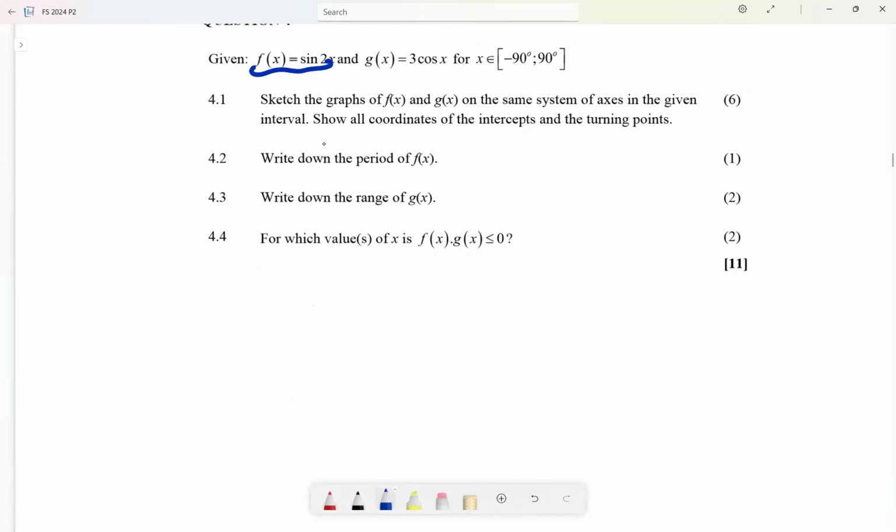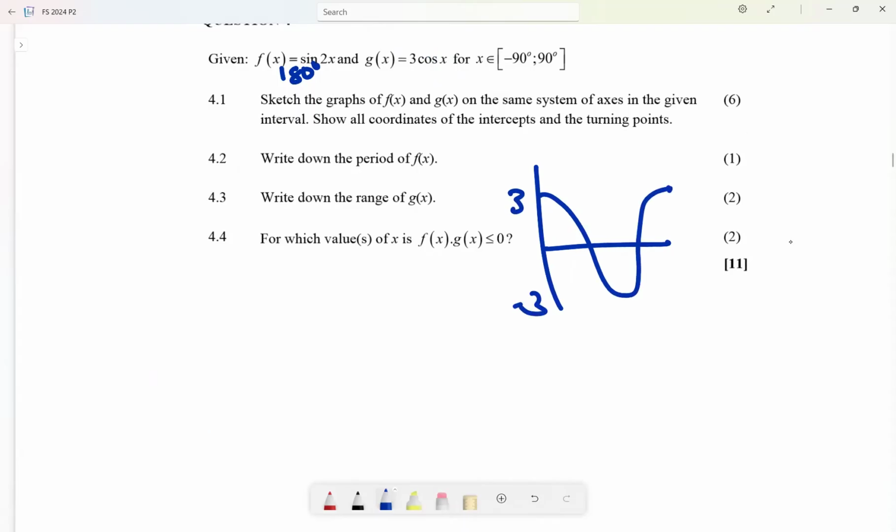So here we have f(x) = sin 2x. The period here will be 180 degrees because of the 2. Remember, the period will be the normal period, 360, divided by 2, which is 180. Then here the period is still 180. But now the amplitude is 3, and remember the cos graph is like this. So it will be at 3 and negative 3 due to this amplitude. It is no longer 1.